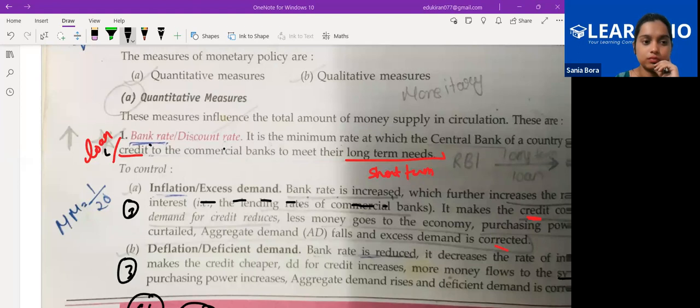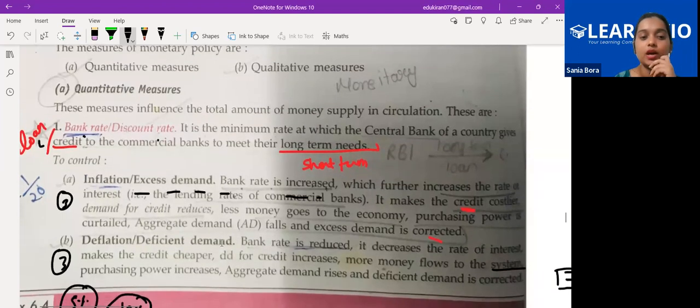Bank rate: a rate at which the central bank provides long-term loans to the commercial bank. It is also known as discount rate. That is the definition, ma'am. Then tell me, when there is inflation, will you increase or decrease the bank rate? Ma'am, I will increase it.